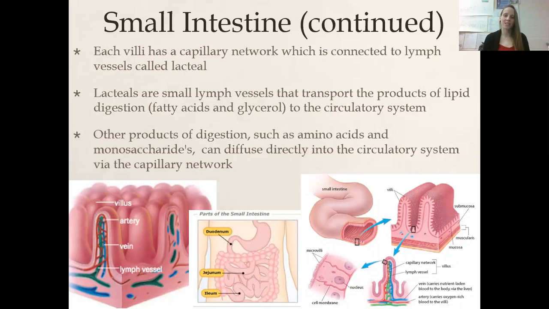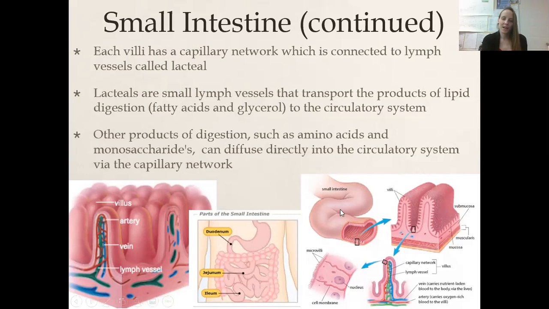Other products of digestion, like your amino acids, when you break down proteins, or your monosaccharides, when you break down carbs, all of those can just diffuse or absorb directly into the circulatory system through the capillaries. So those don't have to go through the lacteals. Only your fatty acids and glycerol have to go through that middle step of going through the lacteals.